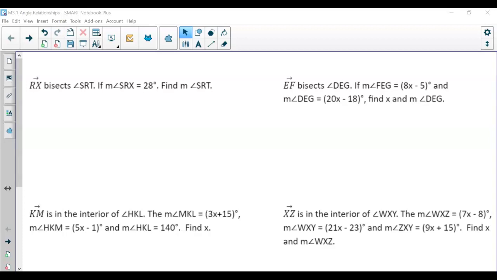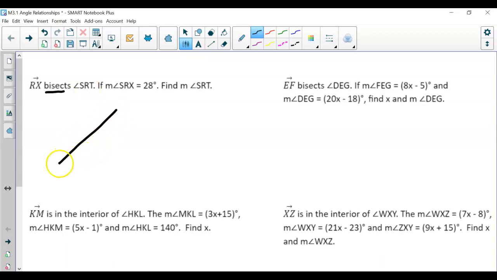In this lesson, we're just practicing and reviewing all of our angle relationships that we have talked about in the past. So here, just starting off with our words and practicing converting our words into the picture that we need to see in order to solve the problem. So notice how it tells us RX bisects. So we do have an angle bisector for angle SRT.